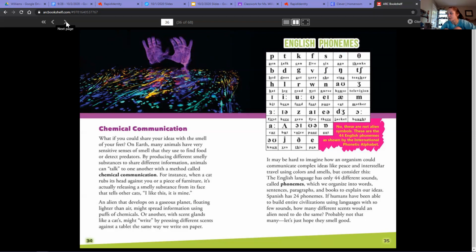But consider this, the English language has only 44 different sounds called phonemes, which we organize into words, sentences, paragraphs, and books to explain our ideas. Spanish has 24 phonemes. If humans have been able to build an entire civilization using languages with so few sounds, how many different scents would an alien need to do the same? Probably not that many. Let's just hope they all smell good.